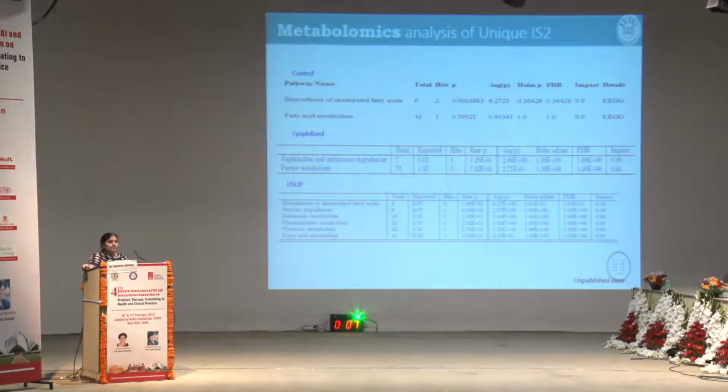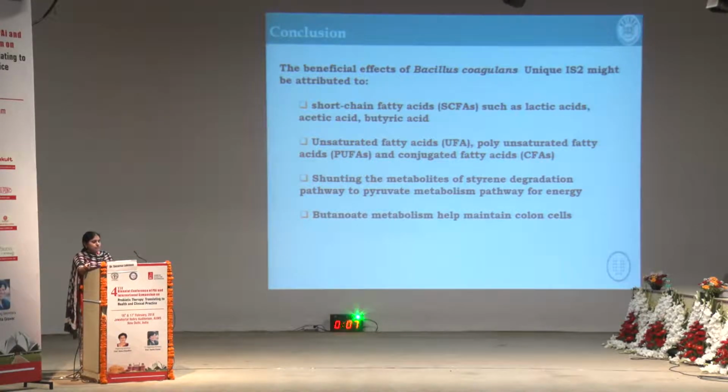The first one is that in the control culture supernatant, only naphthalene and anthracene degradation and purine metabolism components were observed, whereas in HSoup, biosynthesis of unsaturated fatty acids, styrene degradation metabolites, butyrate metabolism, pyruvate metabolism and fatty acid metabolism components we got in the HSoup fraction. So this is how this HSoup fraction is responsible.